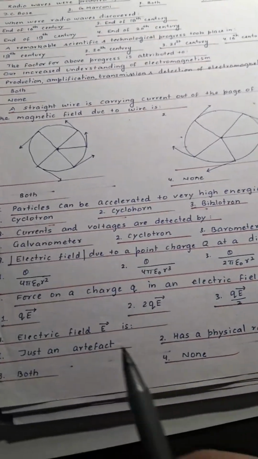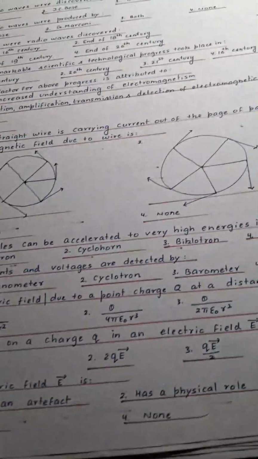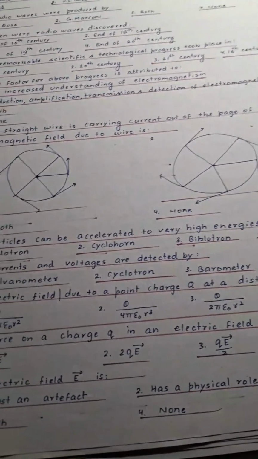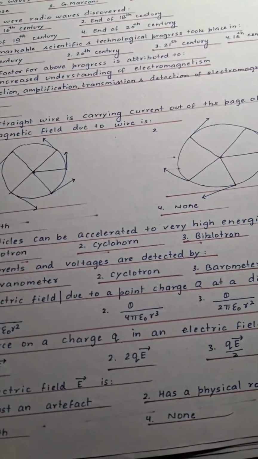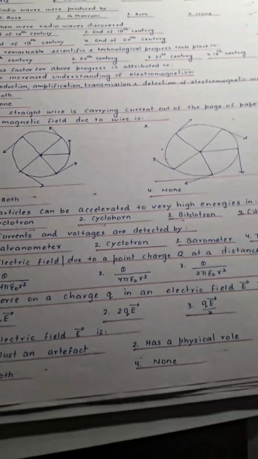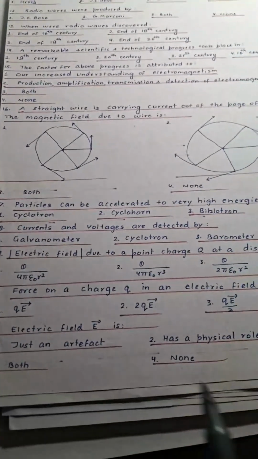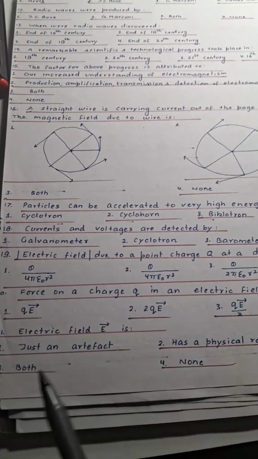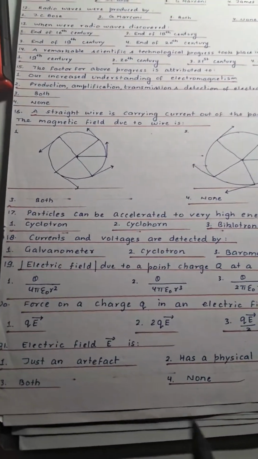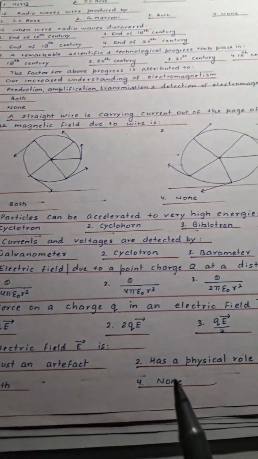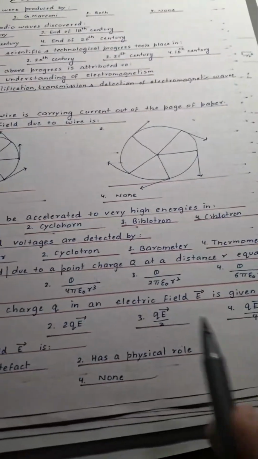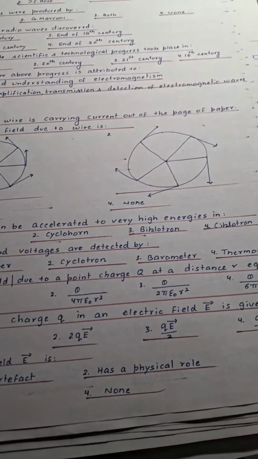Let's move back to the NCERT questions. So this is Q into E. So the first option here is correct. So for question number 20, we have the first option as correct. Then move back to 21. Electric field is not just an artifact, it has got a physical significance. So option number 2 is correct.